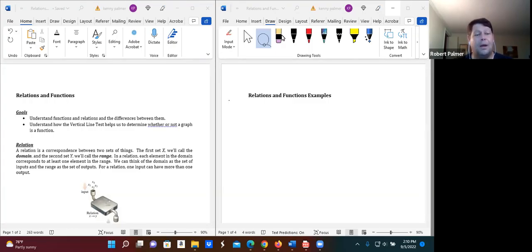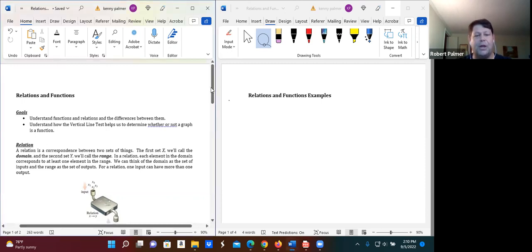Hello. Today, we want to talk about functions, but first, start talking about relations. So, today's discussion is entitled Relations and Functions. Our goal, as we see here, is to understand functions and relations, the differences between them, how they're alike and how they're different, and also understand how the vertical line test helps us determine whether or not a graph is a function. We'll talk about that in a moment.